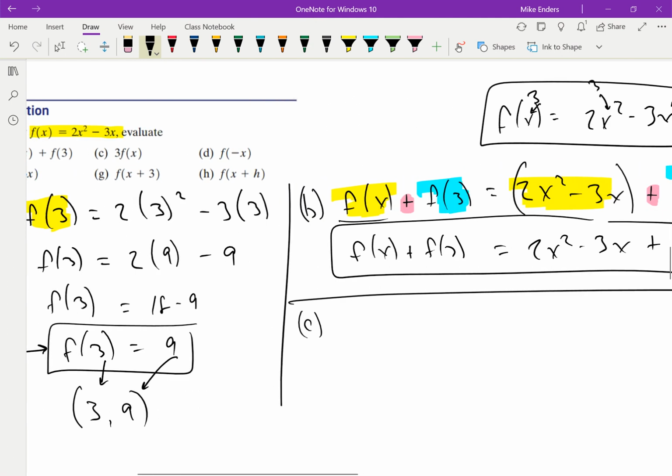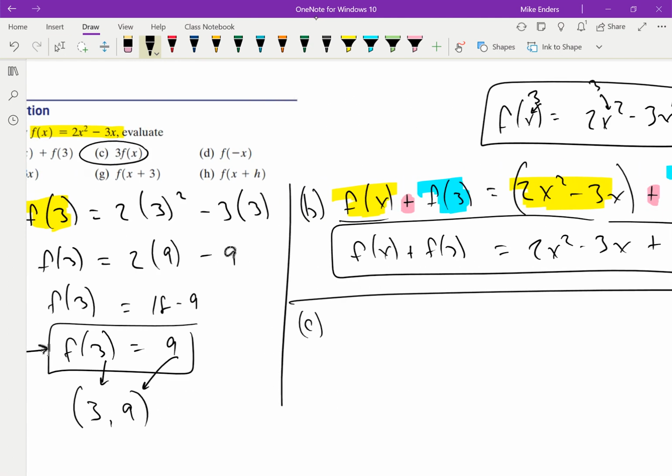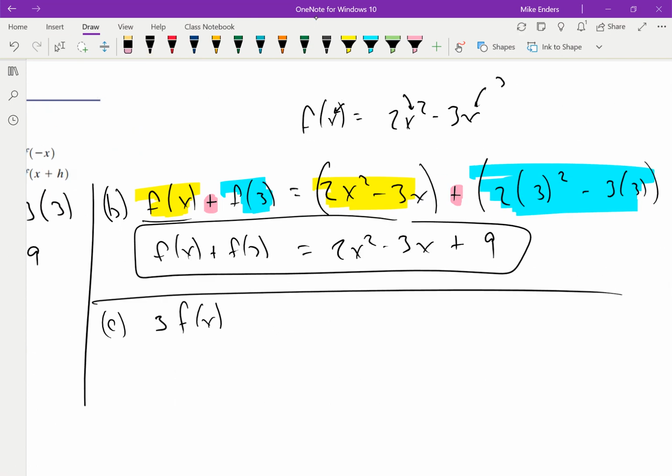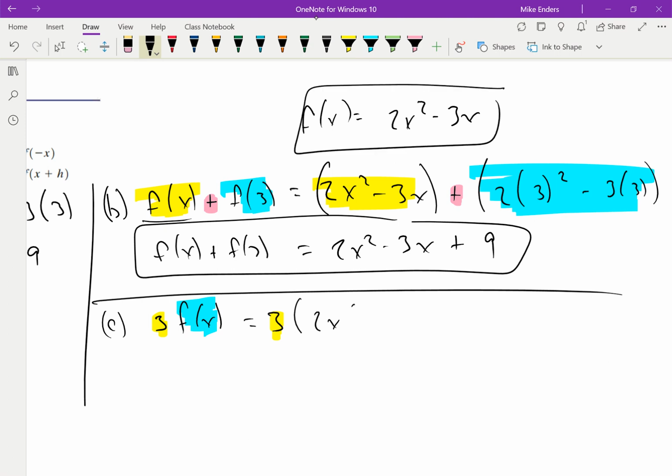Let's do another example. Let's do letter C here. I go here with 3 times f of x. So I've got 3 multiplied by f of x. Okay, so there's my 3. Now I want to go ahead and write down f of x. Well, what is f of x? By rule, f of x was 2x squared minus 3x.